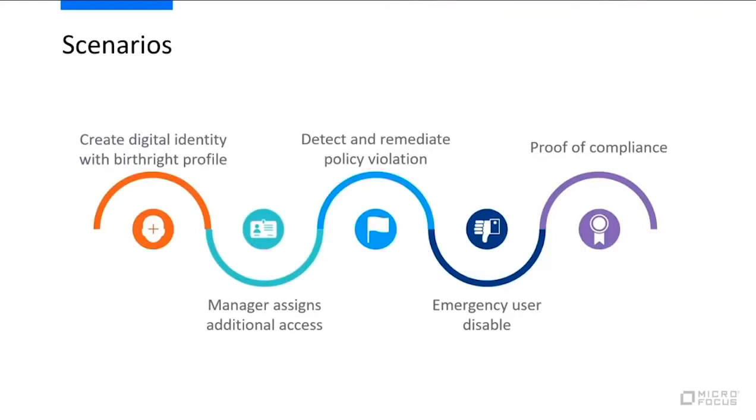So in order to illustrate those concepts, I prepared a few different scenarios. And we've picked these because these are some of the most common that we see with our customers today, whether it's something that they already do and that we can enhance, or perhaps it's something that they have trouble doing at all, right? And that can be starting with creating a digital identity and attaching that to a Birthright profile, requesting some additional access, detection controls, some sort of emergency disable scenario, as well as providing proof of compliance along that entire journey.